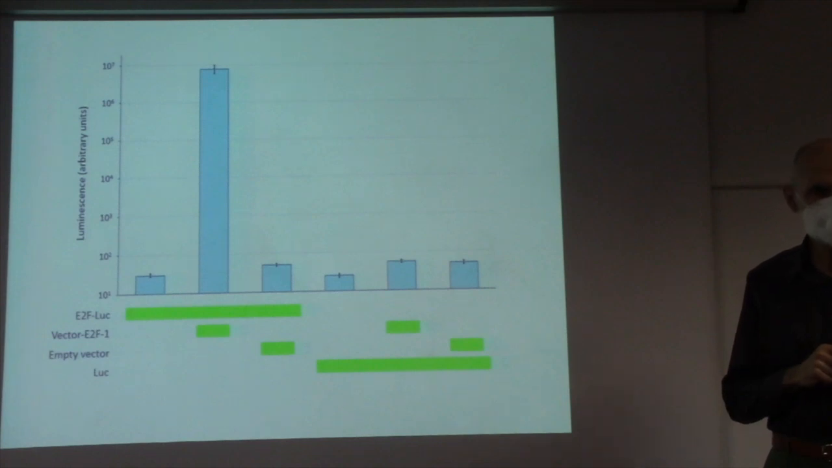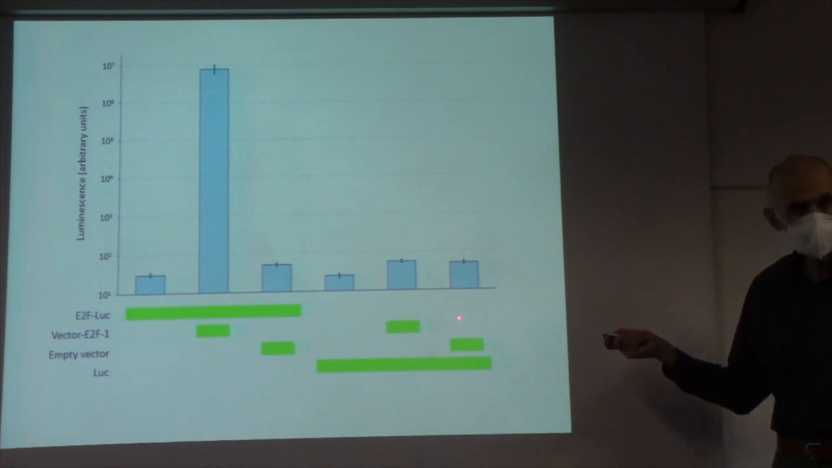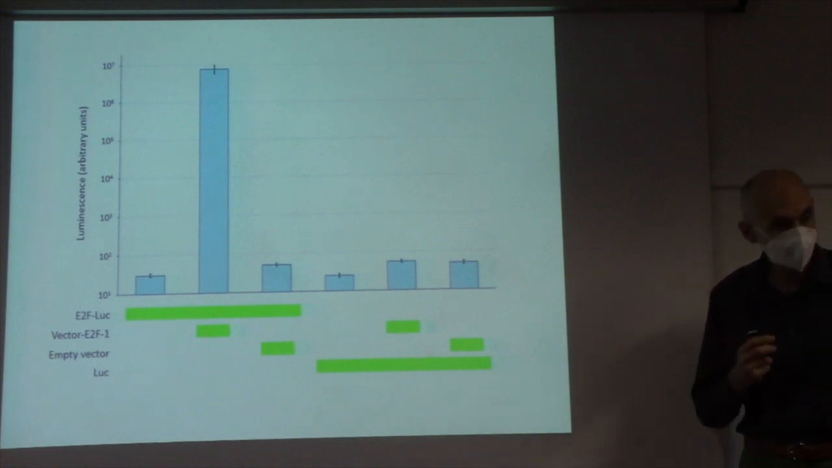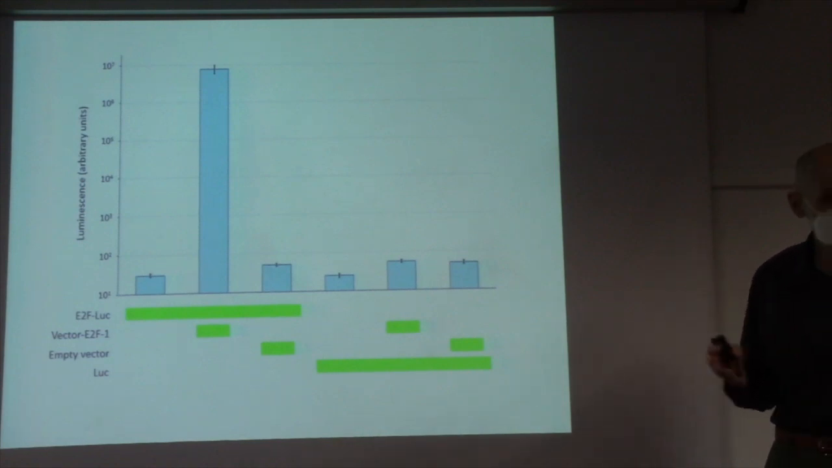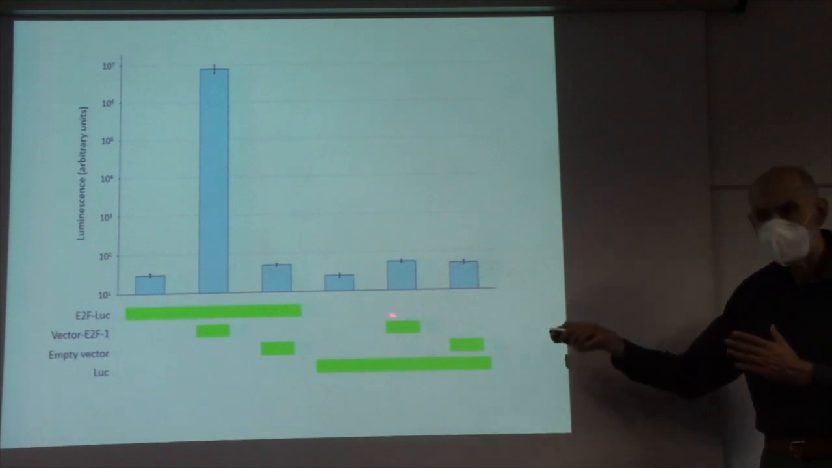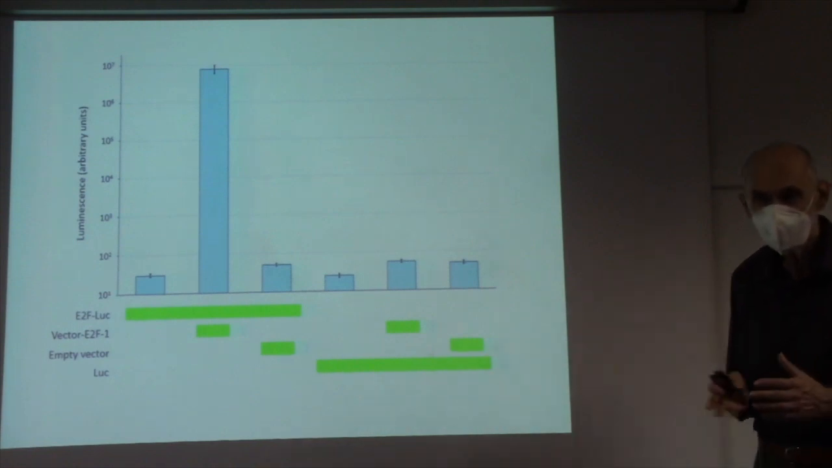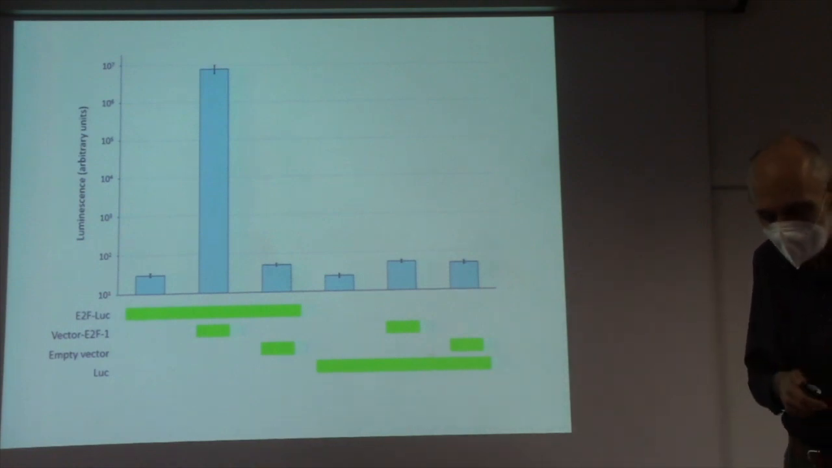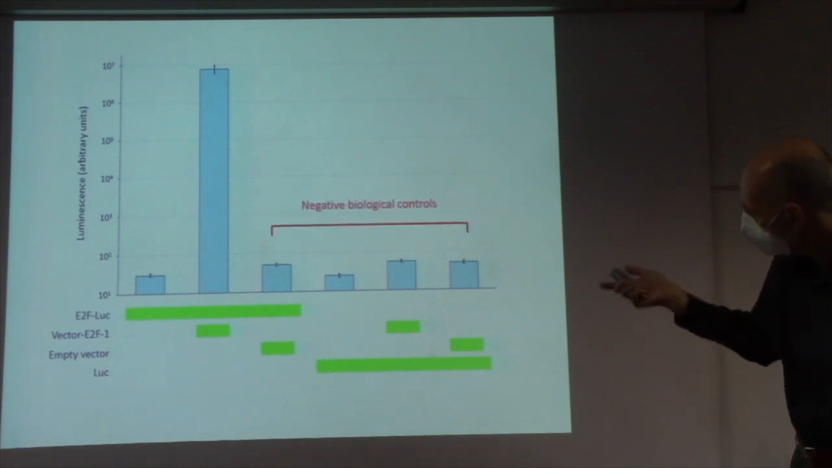Most likely it's an instrumental, a technical background, because there is no luciferase here, unless, the very unlikely possibility, these cells express something that mimics luciferase. There is no luciferase at all. So whatever signal we measure must come from our instrument, not from a biological reality. And so we come to the negative biological control.